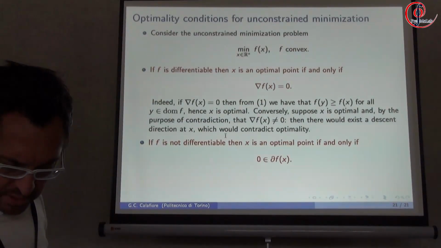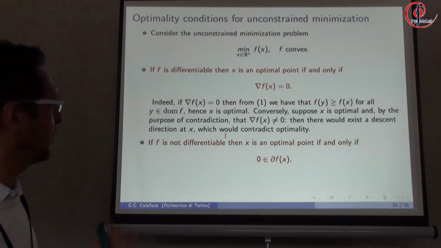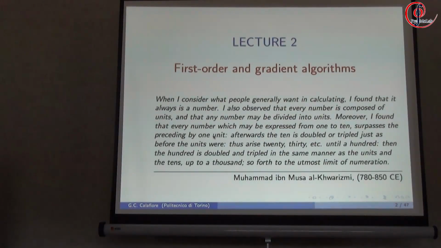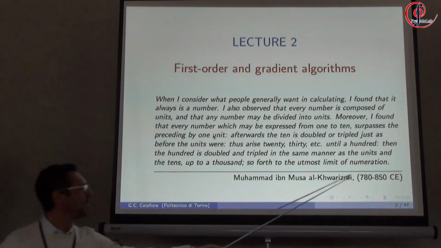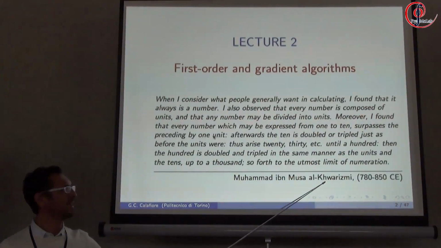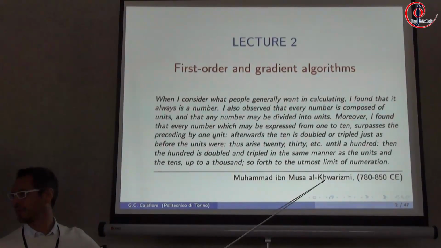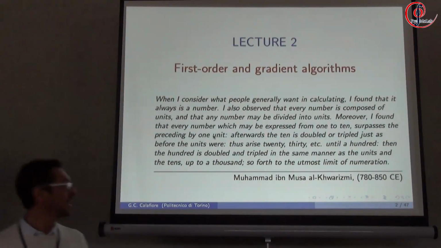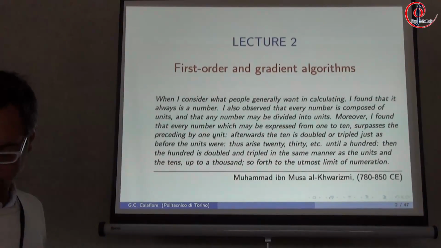Okay, so this ends the introductory part of my talk. I will talk now about first order and gradient algorithms for minimization. This citation is just from an ancient book, and you see that the author is actually the one who in some way gave the name to the word algorithm. He was called Musa al-Khwarizmi. That's the origin of the word.